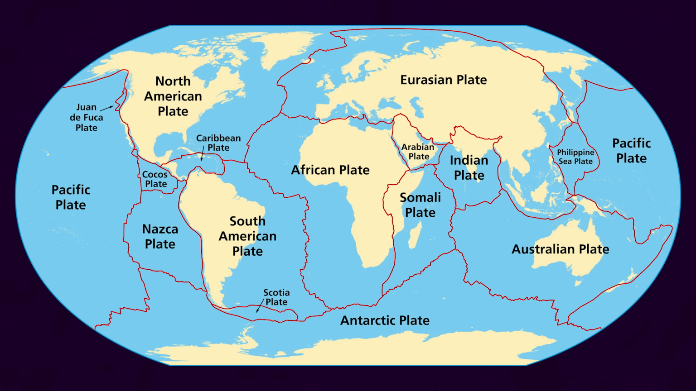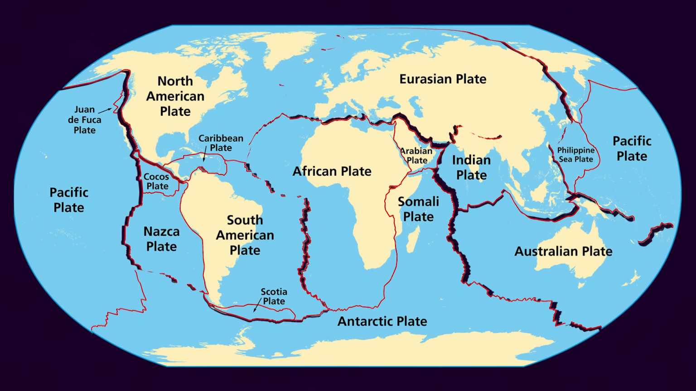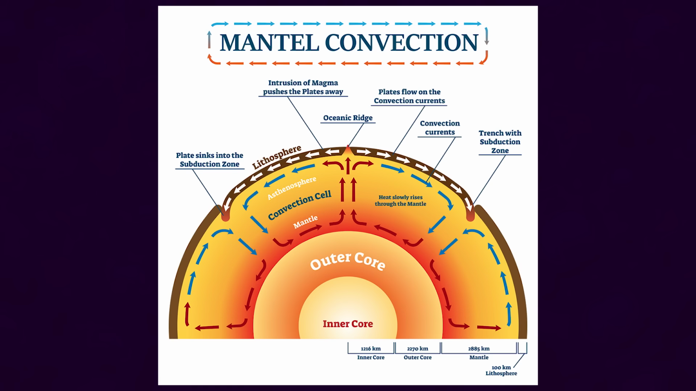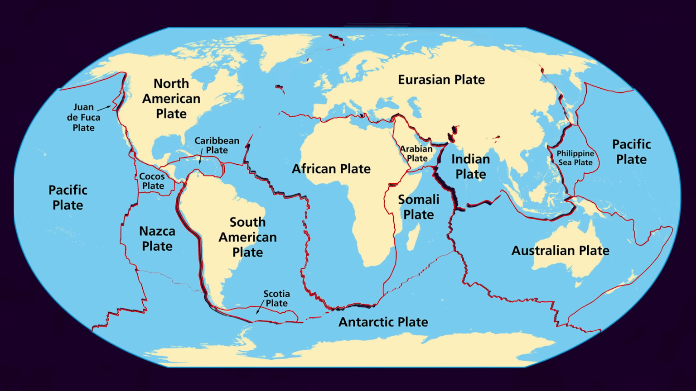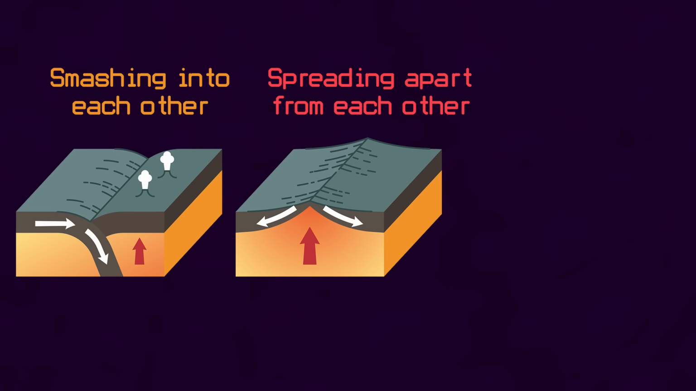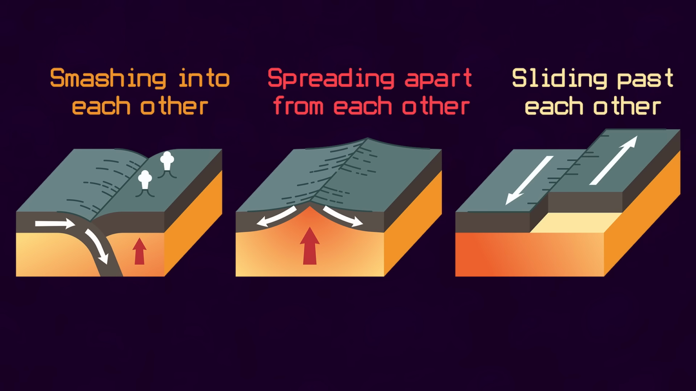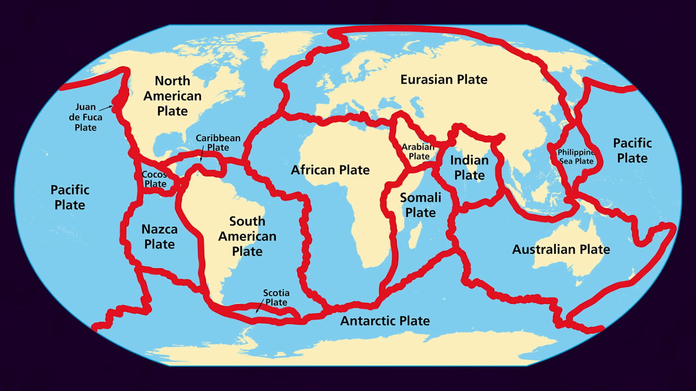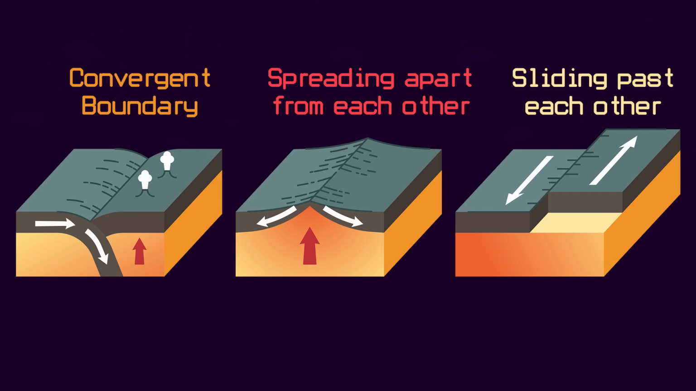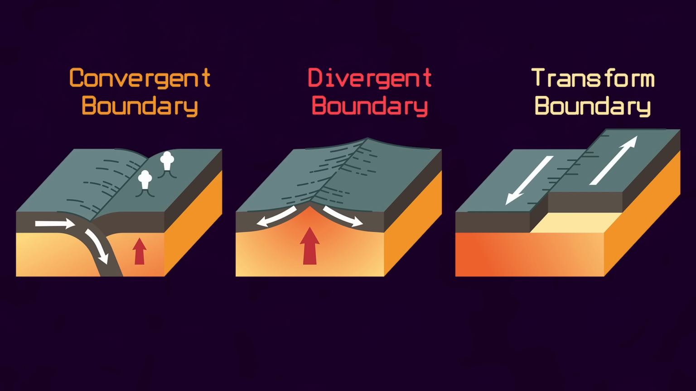The crust of the Earth is broken up into a bunch of plates, and they're all constantly moving. Why? I don't know. I thought I knew, but I was wrong. So we're going to skip over that part. Because the plates are constantly moving, they're either smashing into each other, spreading apart from each other, or sliding past each other. These create boundaries between the plates, which are called convergent, divergent, and transform boundaries, respectively.